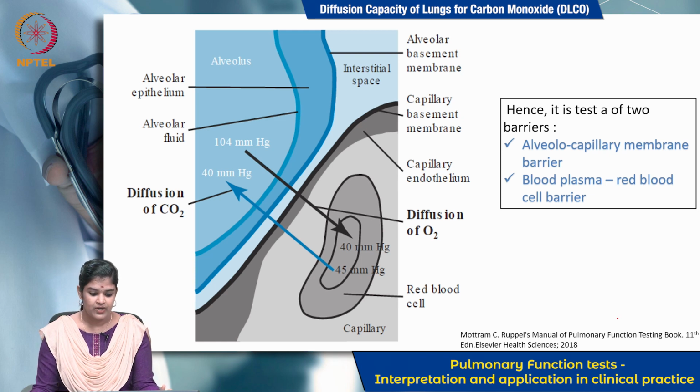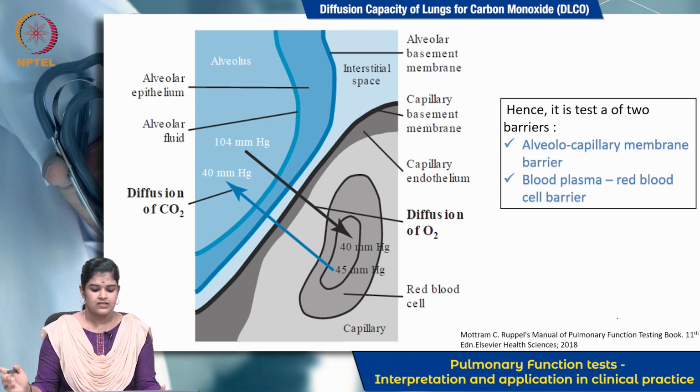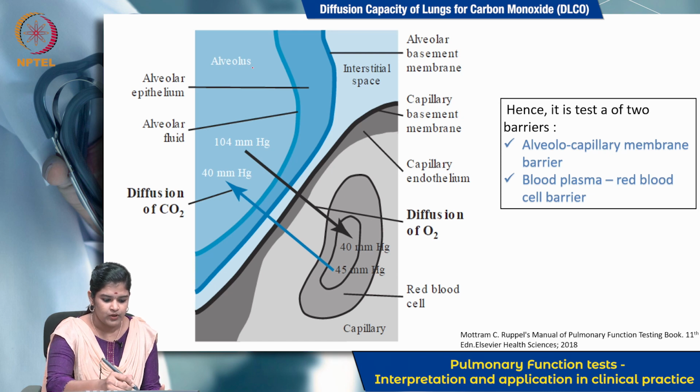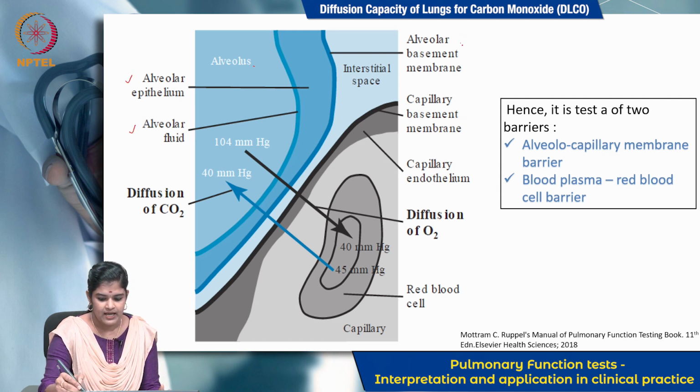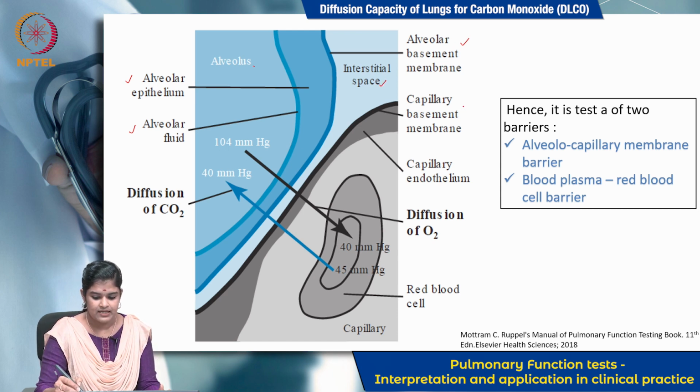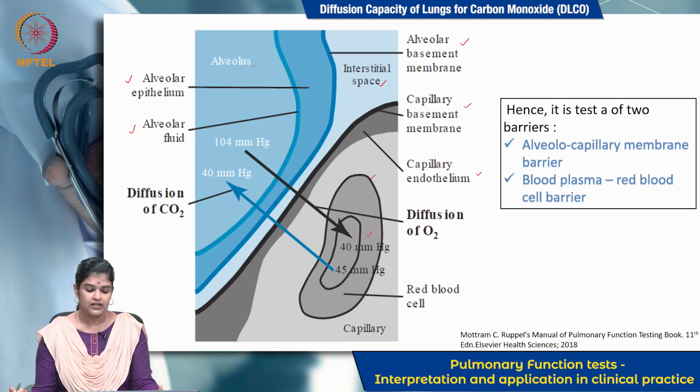Let us take a closer look at the alveolar capillary membrane. On the alveolar part, it is composed of the alveolar fluid, alveolar epithelium, alveolar basement membrane, then comes the interstitial space. On the capillary side, it is composed of the capillary basement membrane, capillary endothelium, the RBC membrane and then the hemoglobin. So, for any gas to transfer across these layers, it has to cross two important barriers, that is the alveolar capillary membrane barrier and the blood plasma red blood cell barrier.